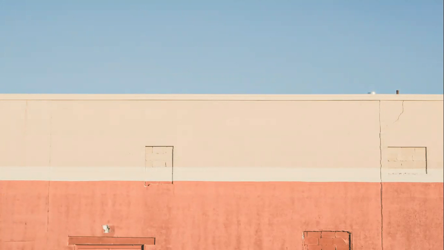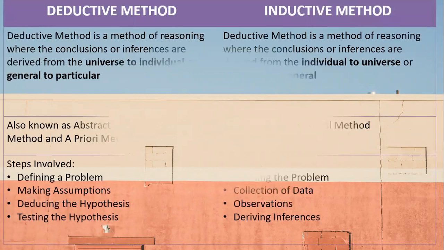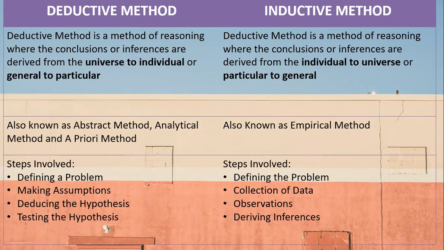When we are talking about deductive and inductive approach, what do we understand by it? Deductive is a method of reasoning where we arrive at conclusions, or derive inferences, or frame laws and principles based on understanding the behavior of the universe and applying it to the individual scenario. That is, we accept certain general facts and test them on individual scenarios, whether it works or not.